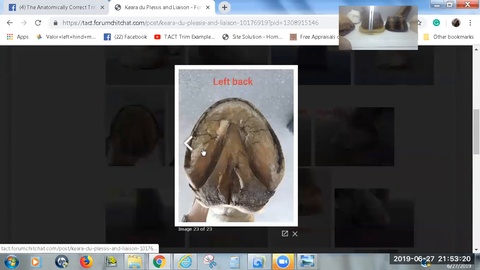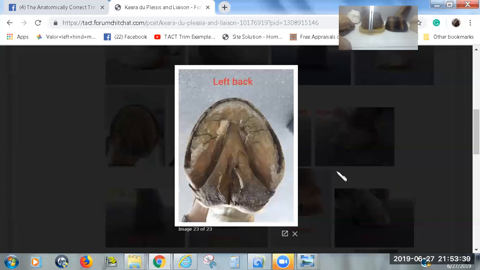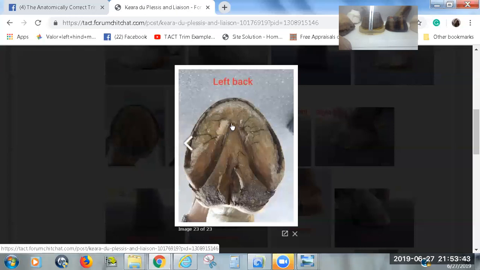But you have to remember, this is just a shell, and he's got a foot in there that's being compressed and bent. And see all that yellow stuff. See how yellow the sole is? Yeah, very.